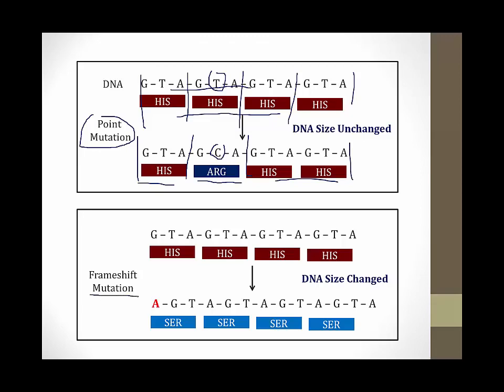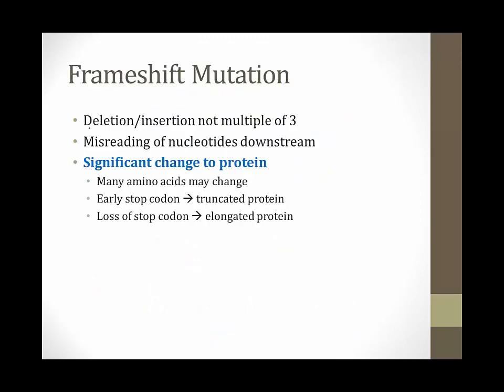At the bottom, I've shown a frame shift mutation. We have the same stretch of DNA that codes for 4 histidines, and then we have inserted an A into this DNA sequence. This has now altered the reading frame. No longer are the GTA the first codon. Instead, the first codon is AGT, which codes for serine. We then have another 3 serines. So because of this single base insertion into DNA, we've altered the reading frame and made a massive change in the resultant protein, much greater than the single amino acid change we made at the top. So a frame shift mutation is caused by a deletion or insertion that is not a multiple of 3.